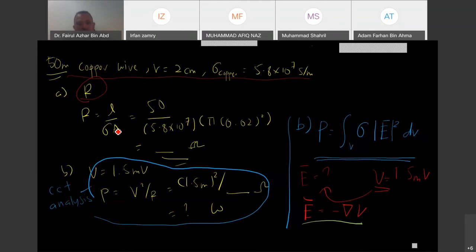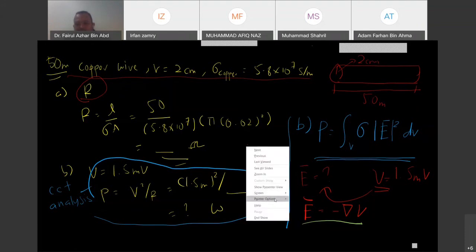So A represents the cross-sectional area of the copper. If I draw this copper wire, we will have an arrangement like this. The length is equal to 50 meters, and the radius here is equal to 2 mm.